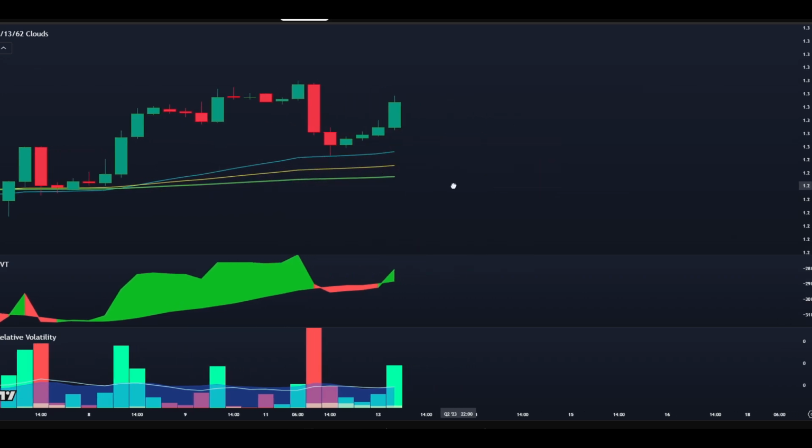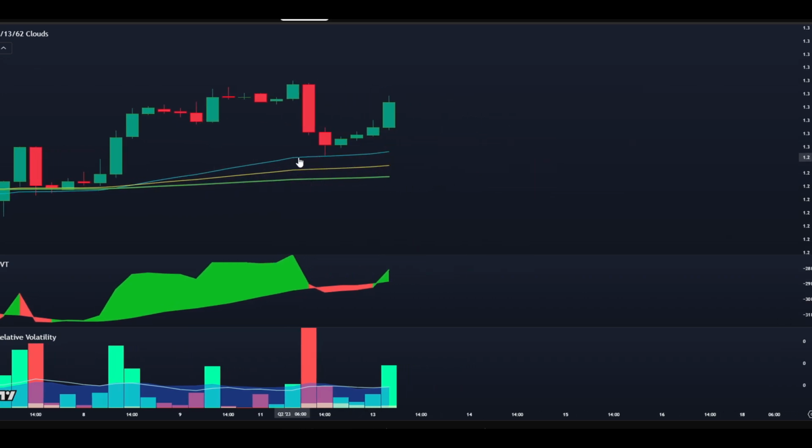Long example. Trend is clean, blue on top, yellow in middle, and green at the bottom, with price riding the cloud from above. We get a shallow dip. PVT background flips red, then back to green as the PVT line crosses up through its signal line. That's the money flow shift. Price never touches the blue EMA during the sequence, so structure stays intact. On the same bar, relative volatility prints green above both its blue zone and white MA.